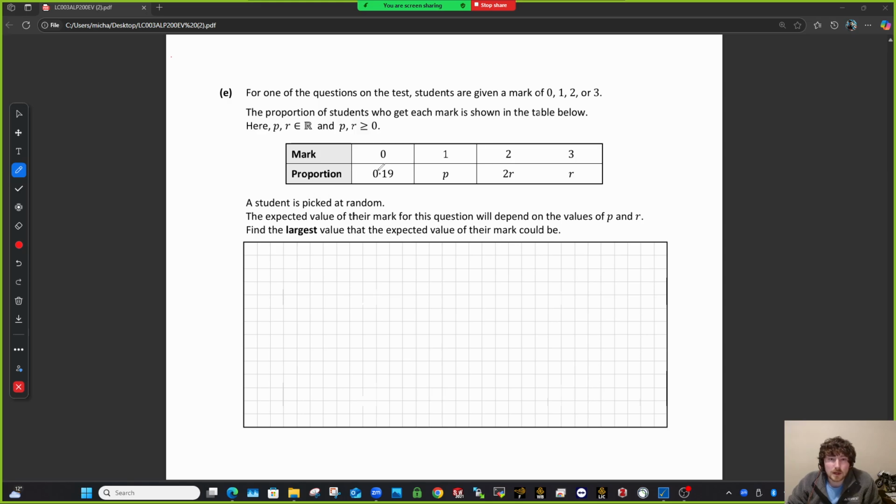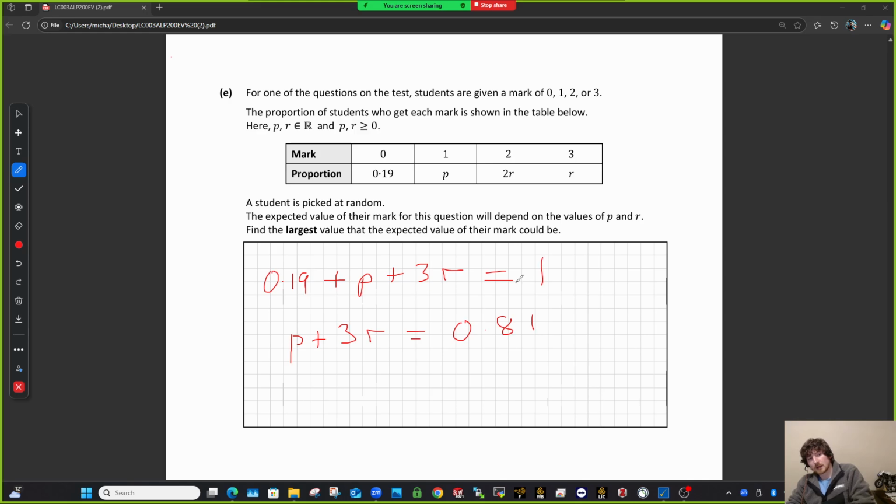So we have to form a bit of a simultaneous equation here. The proportions should add up to 1. So we go 0.19 plus p plus 2r plus r. So that's 0.19 plus p plus 3r equals 1, because the proportions should add up to 1. So we get p plus 3r equals 0.81.